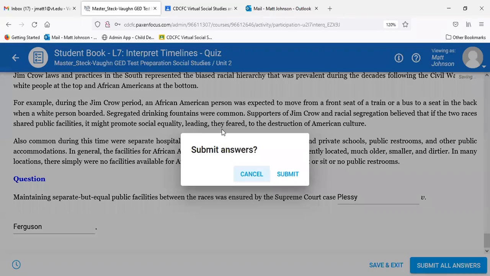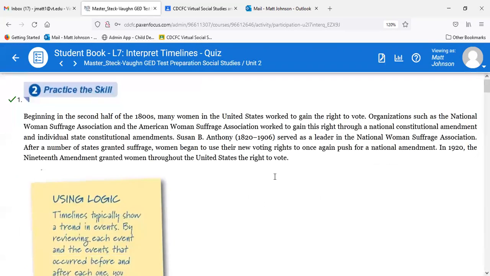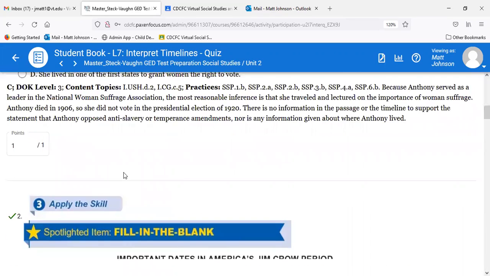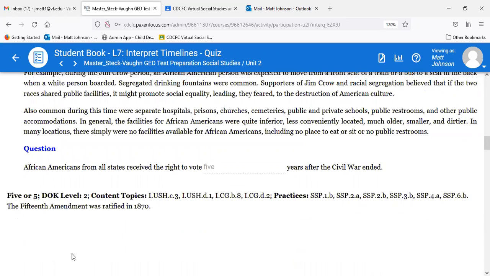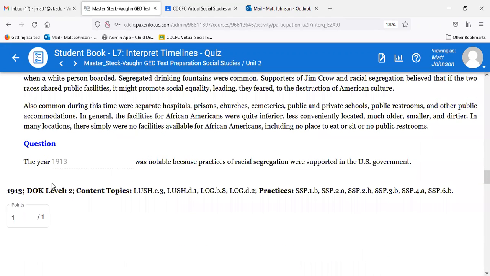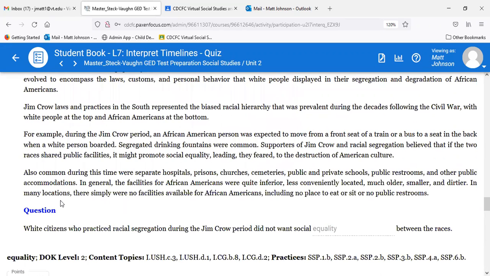So let's submit our answers here. Okay, 1 was C as in cat. 2 was 5 years after the Civil War. 3 was 1913. 4 was equality, E-Q-U-A-L-I-T-Y.